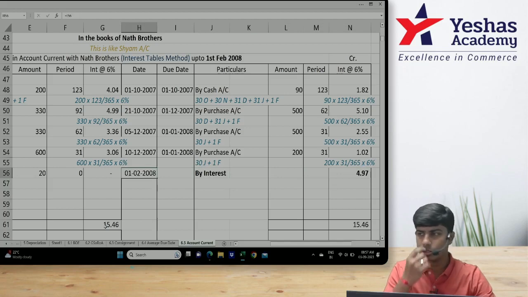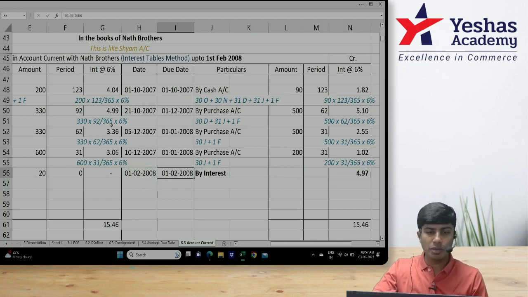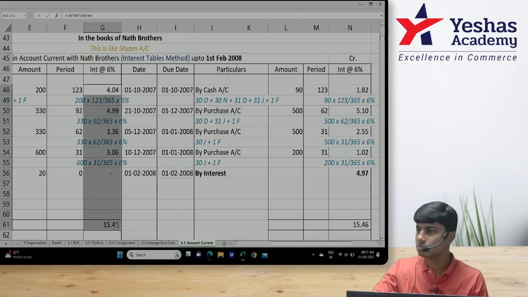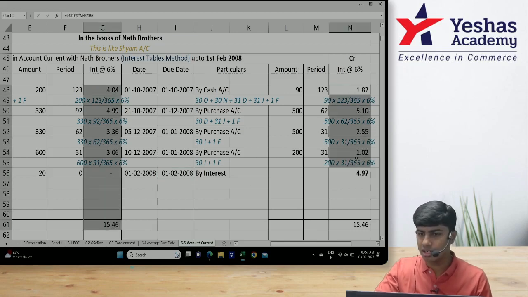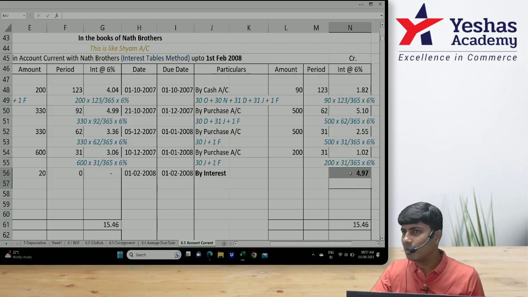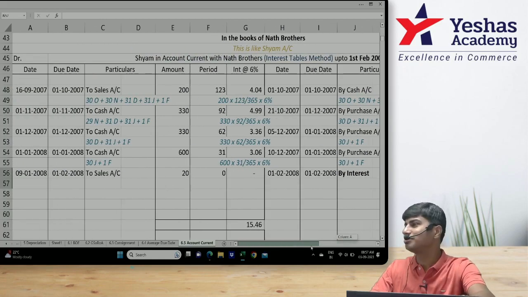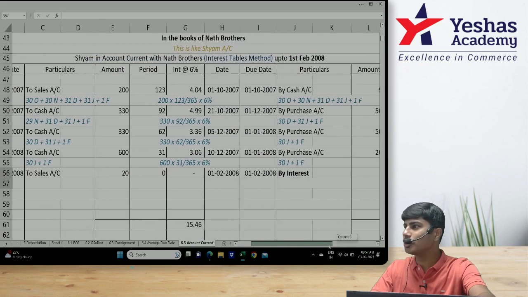The balancing figure is 4.97. So try and understand here. Listen to me. You are supposed to receive 15 rupees. You are supposed to pay some 10 rupees or something. So you are supposed to receive 4.97 rupees extra. That is the balancing figure found in the interest column. This will be posted to the amount column.